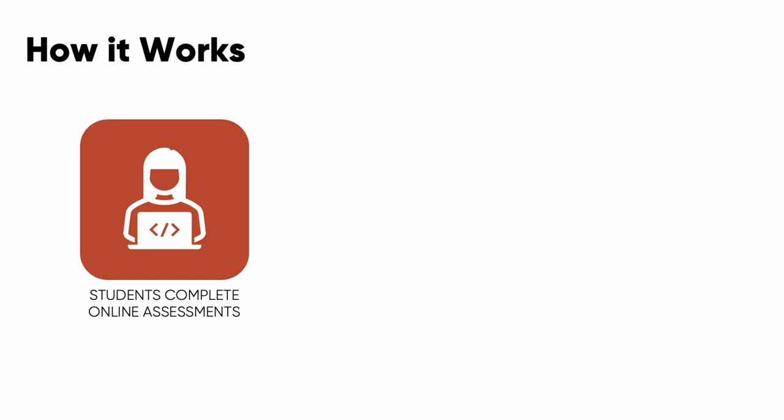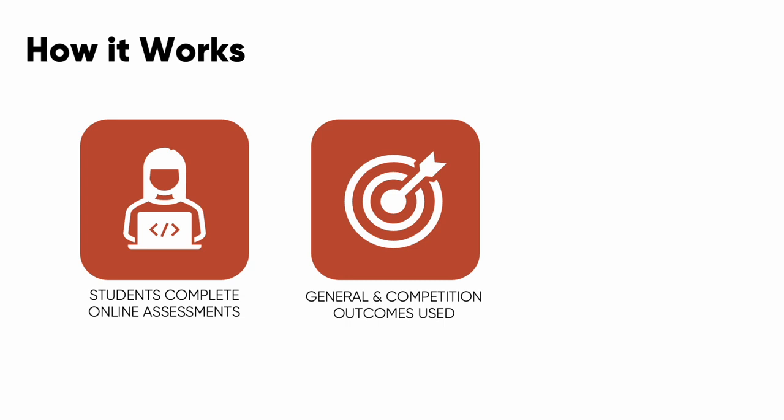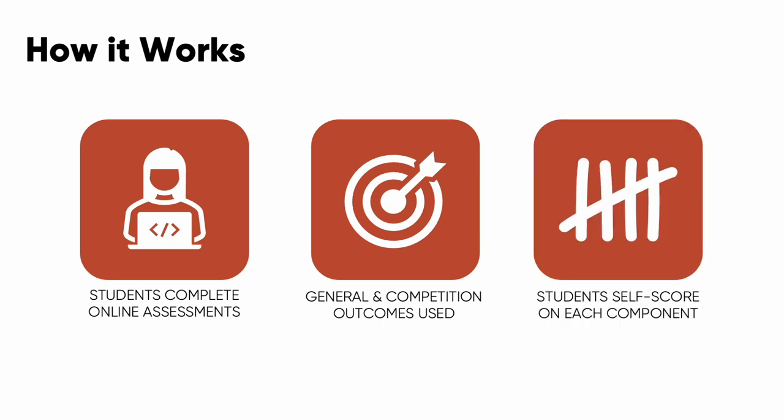eCompete involves several assessments done online by your students using a set of general and competition-specific outcomes. These outcomes are defined in specific descriptive statements called components. Students score themselves on a 5-point scale based on the frequency with which they exhibit each component.